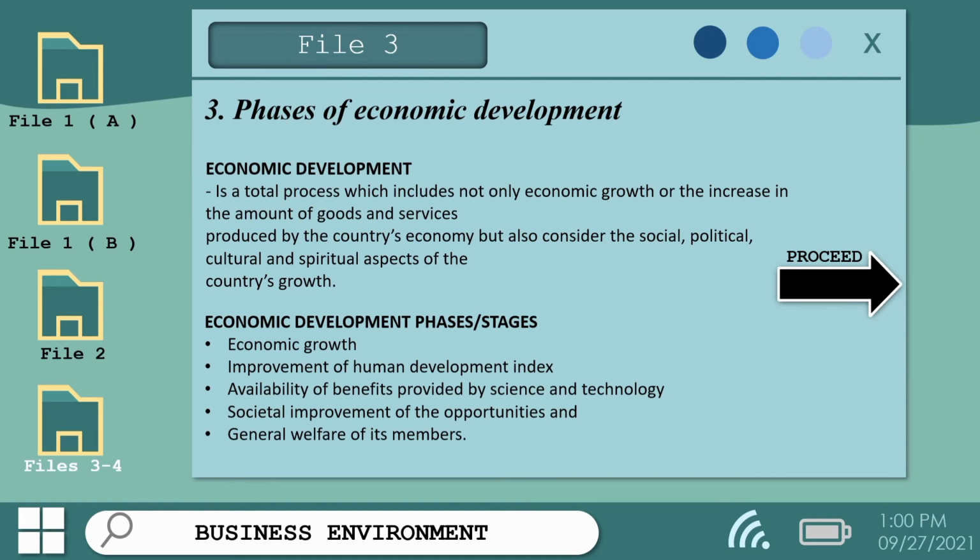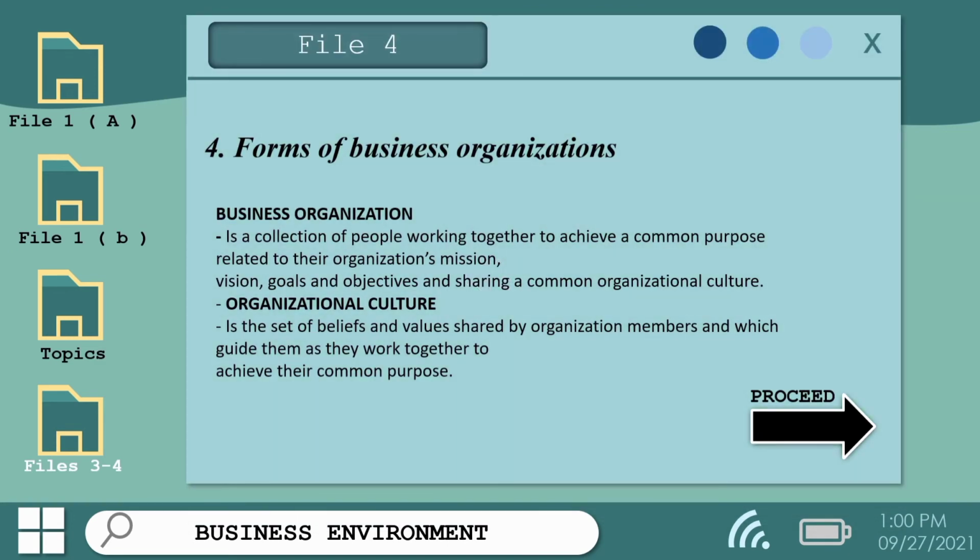And lastly, number 4, forms of business organizations. A business organization is a collection of people working together to achieve a common purpose related to their organization's missions, visions, goals, and objectives, and sharing a common organizational culture. There are 4 types of business organizations.